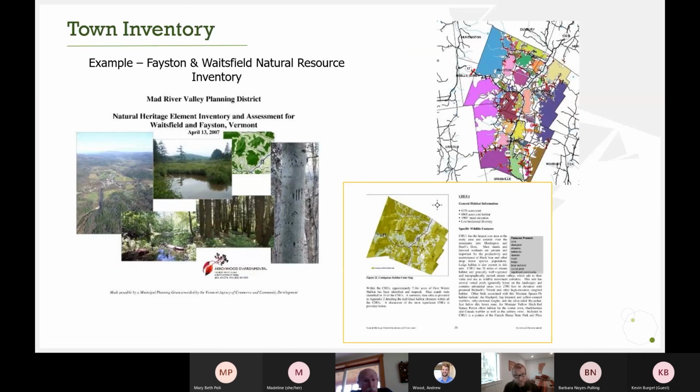Now, I spoke to inventory and the importance of inventory, and we have a whole separate webinar on inventory. But I wanted to put the plug in here that a town-based natural resource inventory, particularly with natural community mapping, in my opinion, is the most important scale for inventory information for a conservation commission to work with.